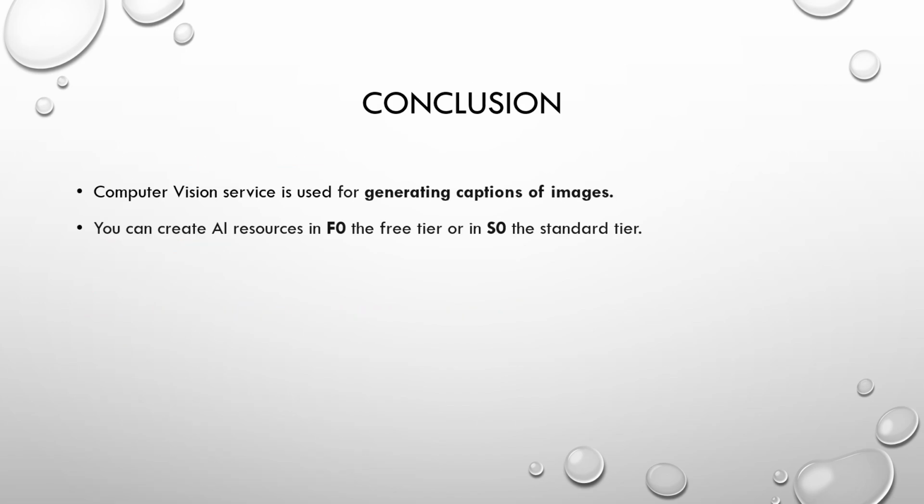Now, what did we learn from this question? We understood that the computer vision service is used for generating captions of images. And also you can create AI resources in F0, the free tier, or S0, the standard tier.